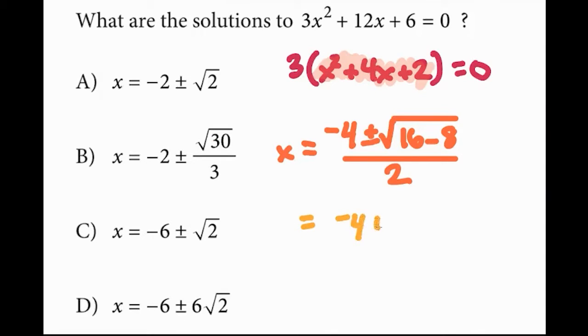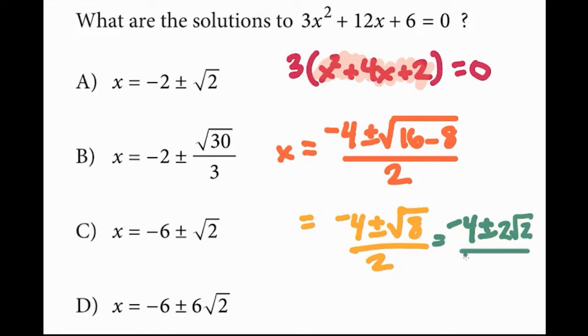So it's going to have negative 4 plus or minus the square root of 8 all over 2. The square root of 8 has a 4 in it, and 4 is a perfect square. So that means that the square root of 8 is really going to be 2 root 2. Okay, and we're dividing this by 2. You divide the top and the bottom by 2 here, and you're going to end up with negative 2 plus or minus root 2, which is the final answer.